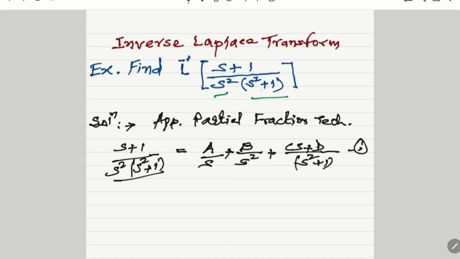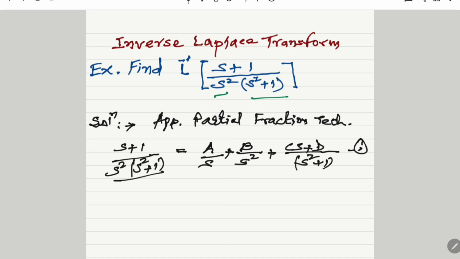And as it is a proper fraction, meaning the degree of the numerator is 1 and the degree of the denominator is 4, 1 less than 4 means it is a proper fraction, we apply the partial fraction technique. Therefore, we can rewrite (s plus 1) divided by s square into (s square plus 1) as, for the repeated factor, a by s plus b by s square, and for the quadratic, cs plus d divided by s square plus 1.